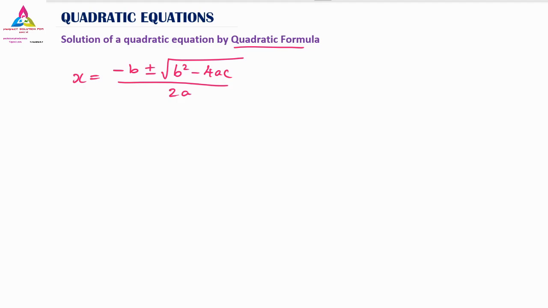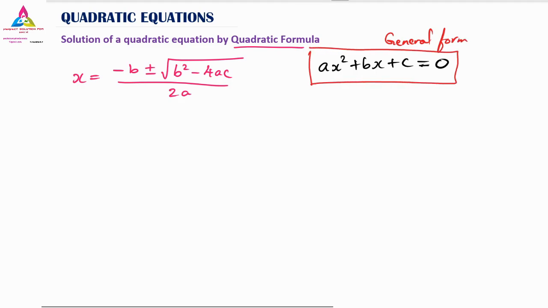If you have an equation ax square plus bx plus c equals 0, this is called the general form of the quadratic equation. In the general form of a quadratic equation, we have the a, we have the b, and we find the c. These are the a, b, c values, and they will be real numbers only. It may be positive, it may be negative, it may be a fraction. That is the thing you must remember.